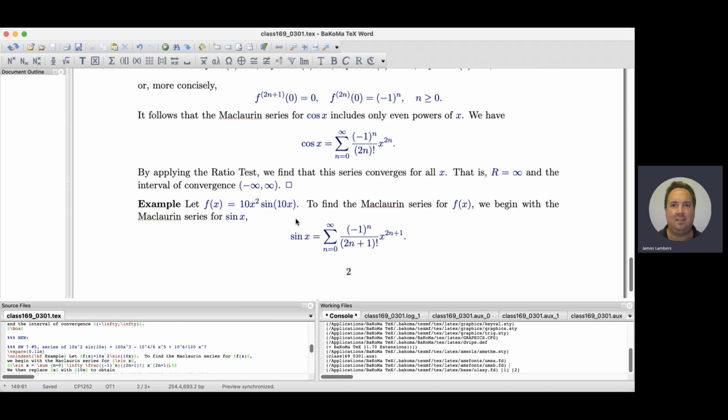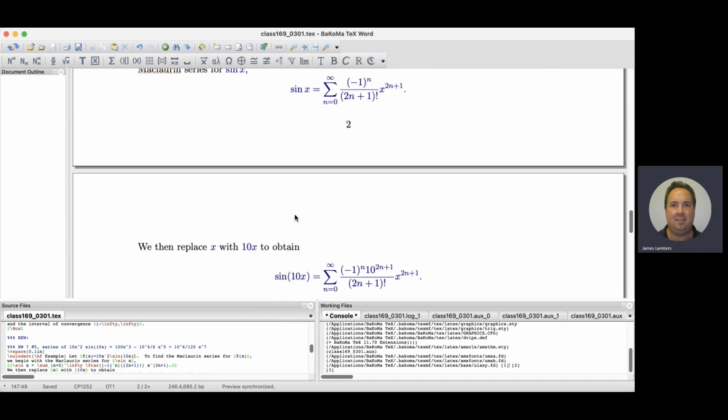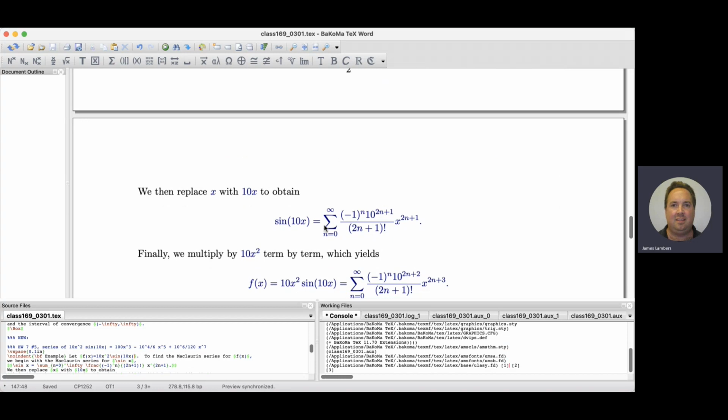And what I'm going to do is first, I'm going to work my way from this function to this function. The first thing I'll do is replace x by 10x. And that's what I've done throughout here. So I have this extra factor of 10 to the 2n plus 1 that goes with my x to the 2n plus 1.